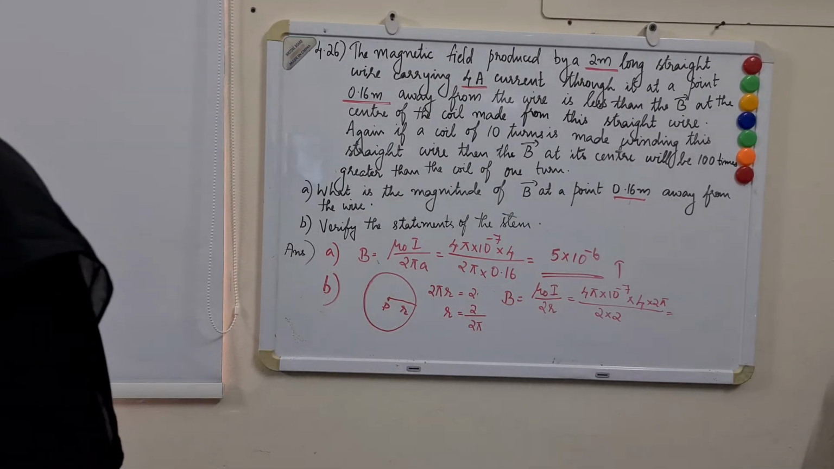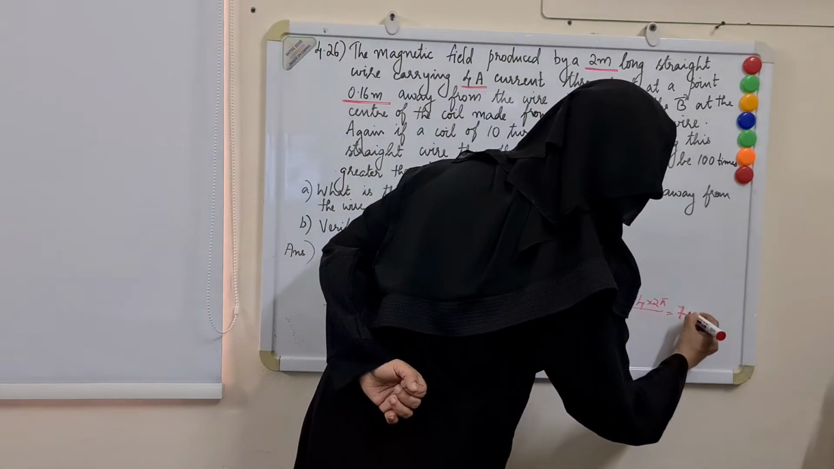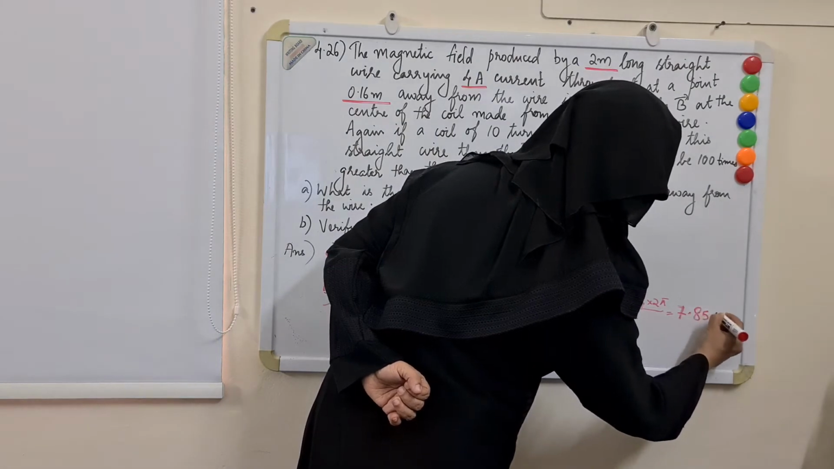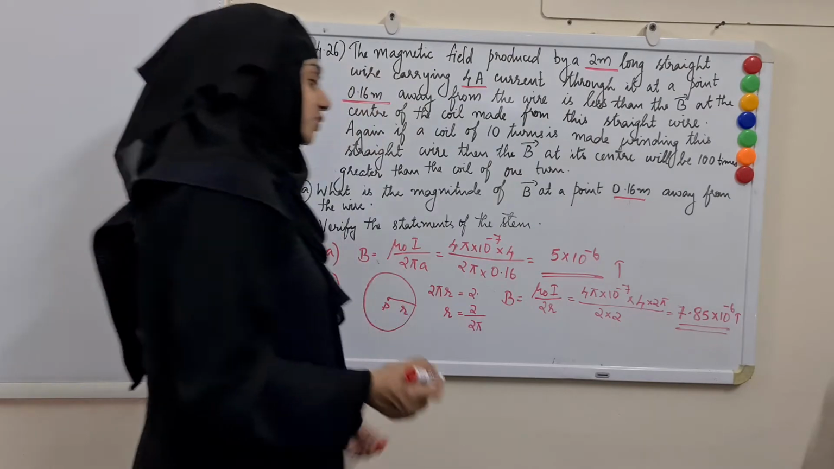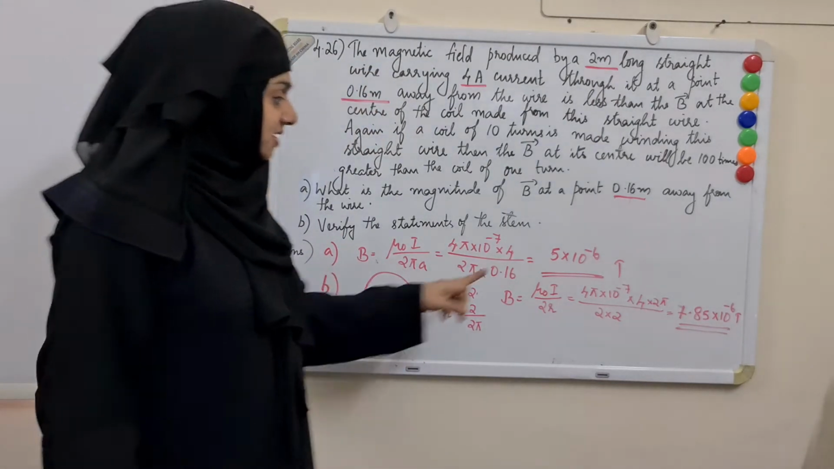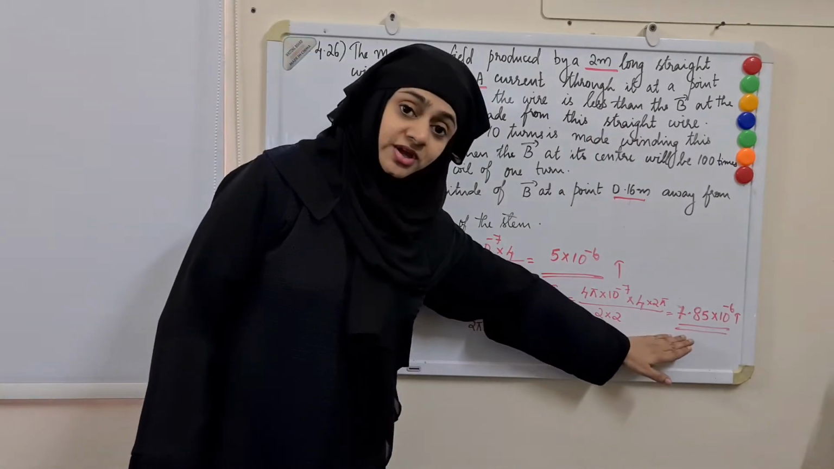Okay, we got it as 7.85 into 10 raised to minus 6, 7.85 into 10 raised to minus 6 Tesla. So which one is less? This one. So this first statement is hence verified.